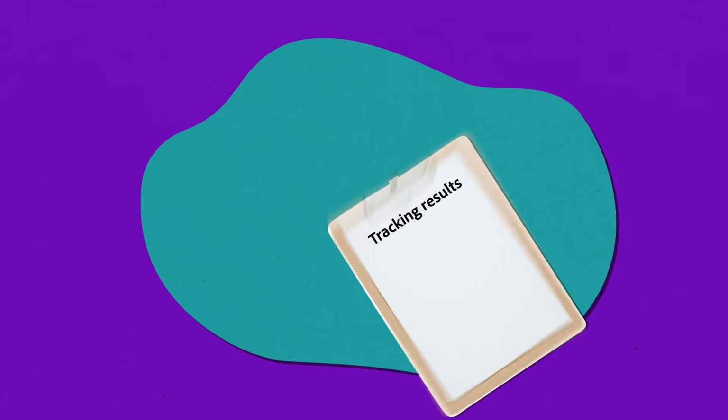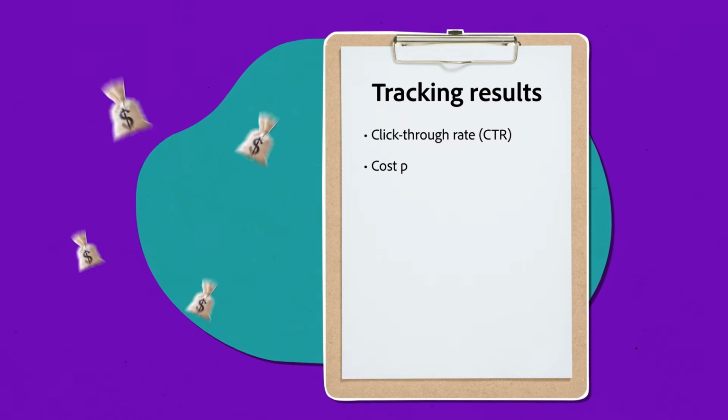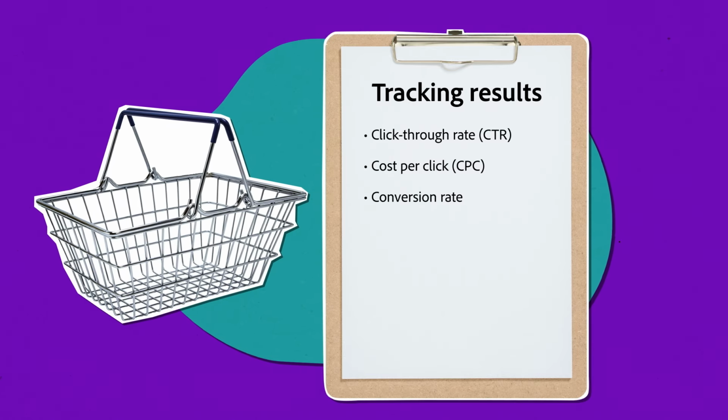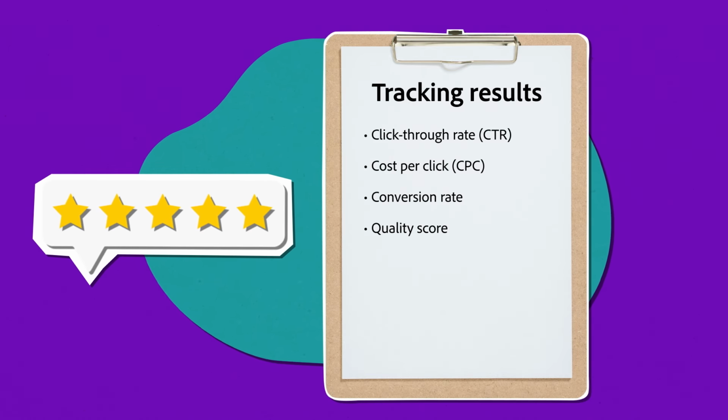Tracking success. Make sure your ads are working as intended by tracking these metrics. Click-through rate, or CTR, how many people click your ad. Cost per click, or CPC, how much you're spending per click. Conversion rate, are these clicks turning into actions? And quality score, search engines use this to assess the relevance of your ad.